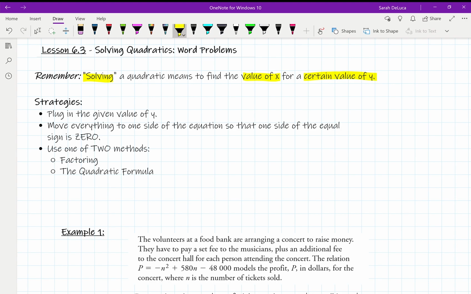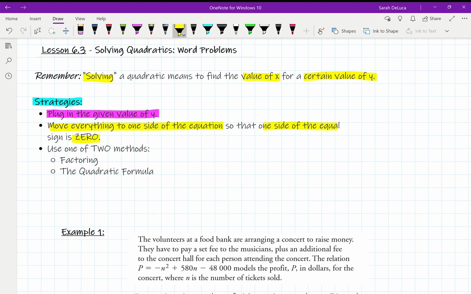So our strategies for dealing with these problems: number one, we need to sub or plug in the given value of y that's in the question. Then our next step is to move everything to one side of the equation so that one side of the equal sign is 0. This means we are solving or finding the zeros of the resulting equation.